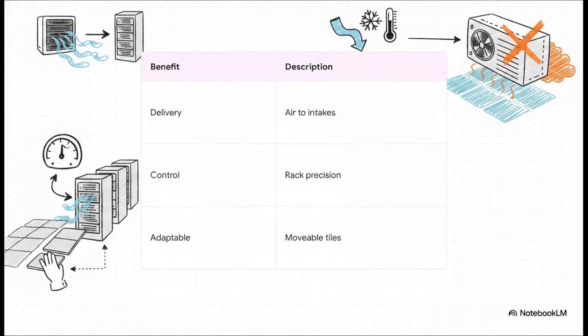Third, we get precise control. Because the airflow is managed entirely under the floor, rack-level temperatures are way easier to hold within strict specs. And finally, adaptability. If a server layout changes, no big deal. You just pick up a perforated tile and move it rack by rack to adjust the airflow perfectly.